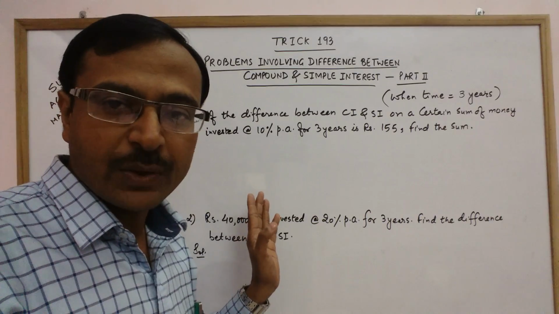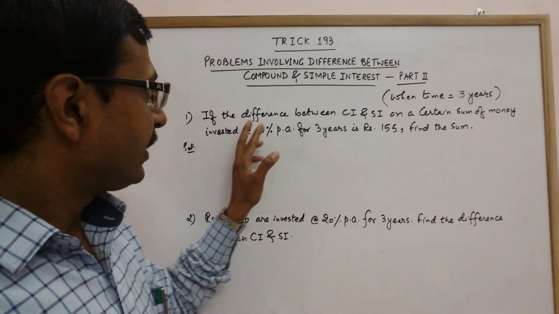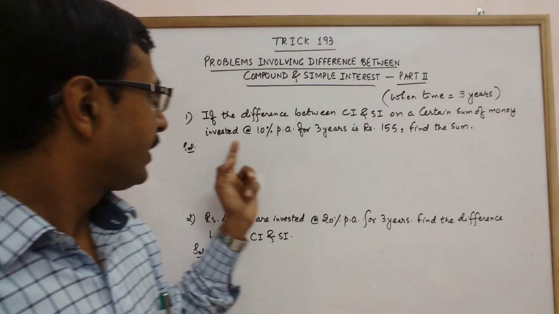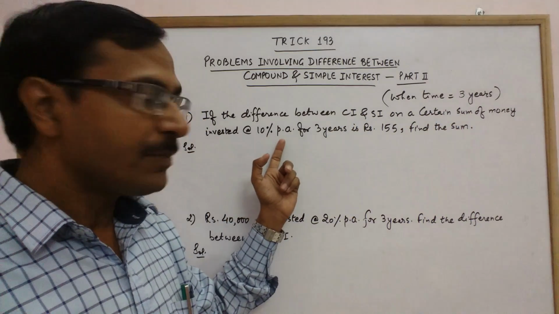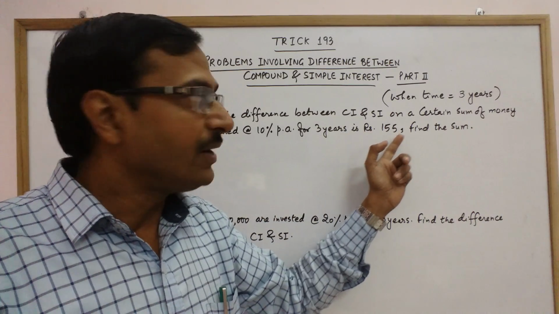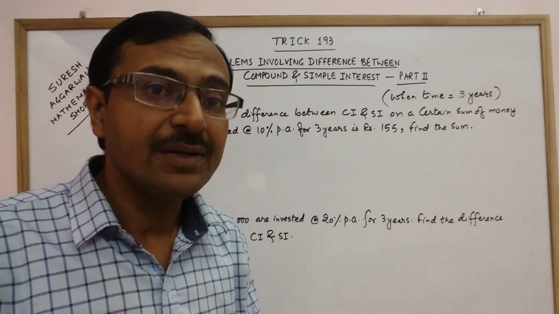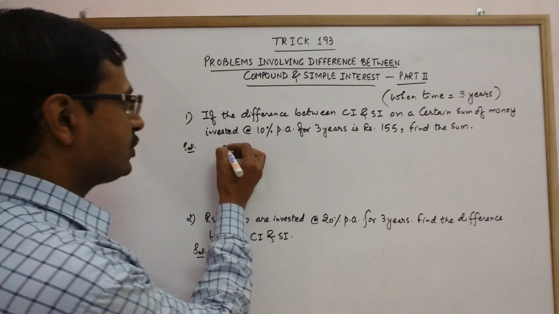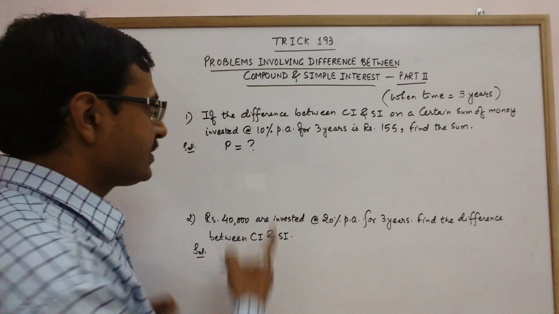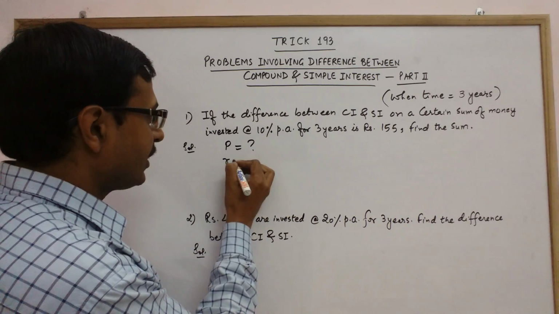First problem which we are going to take is the difference between CI and SI on a certain sum of money invested at the rate of 10% per annum for 3 years is rupees 155. Find the sum. So we need to find the sum of the money. So we need to find the principal amount. What we are given is 10% per annum. This is the rate of interest.